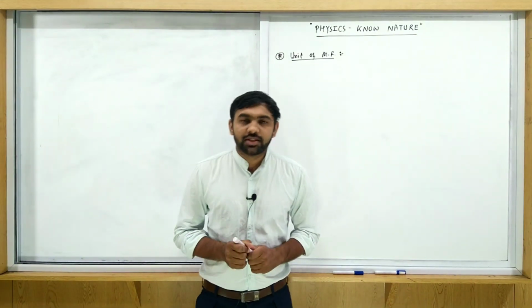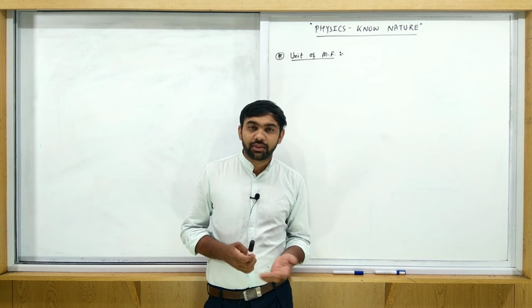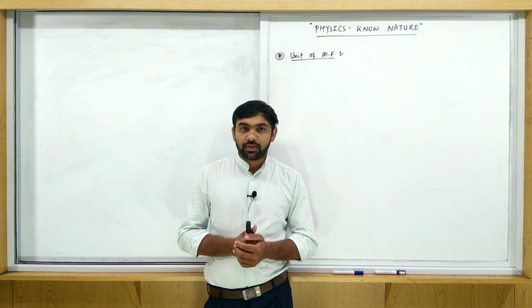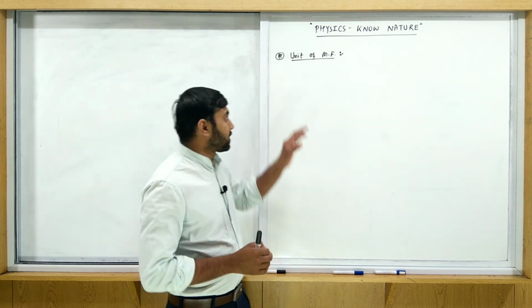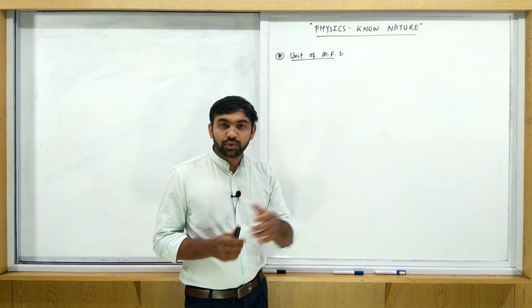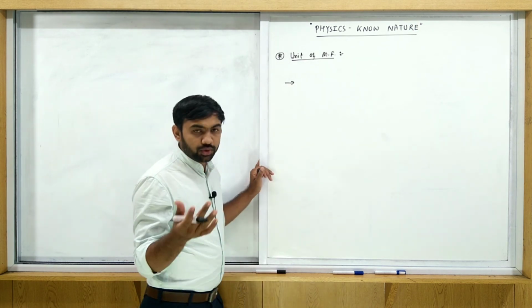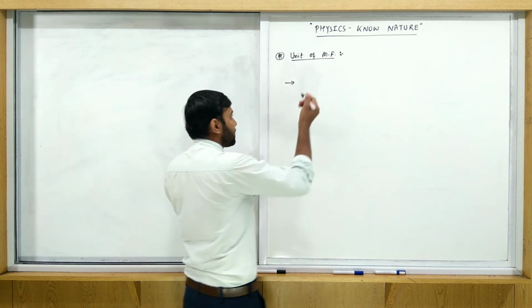In the previous session we discussed the introduction to the magnetic field, the force on a charge due to the magnetic field, and the direction of the magnetic field. Now in this session we start our topic, the unit of magnetic field. First we write the equation of force on a charge due to the magnetic field. What is this equation?